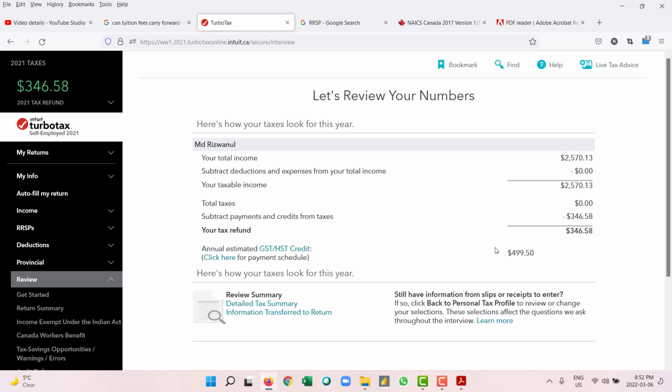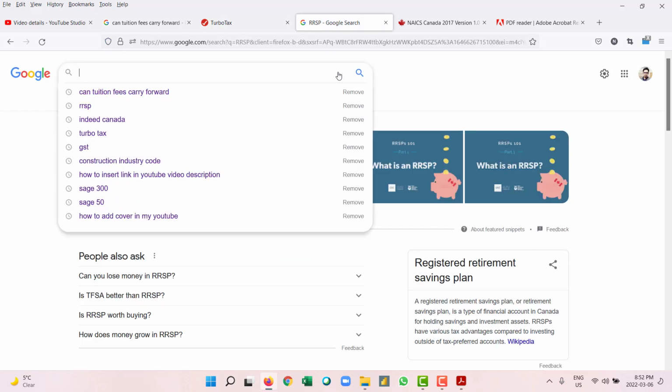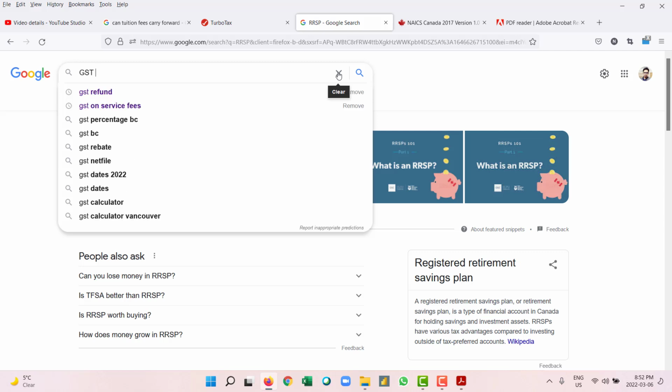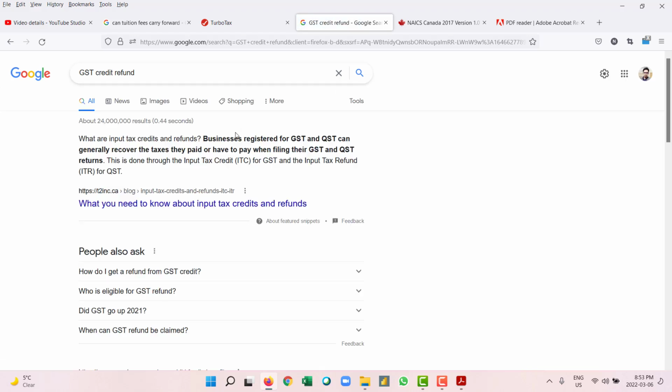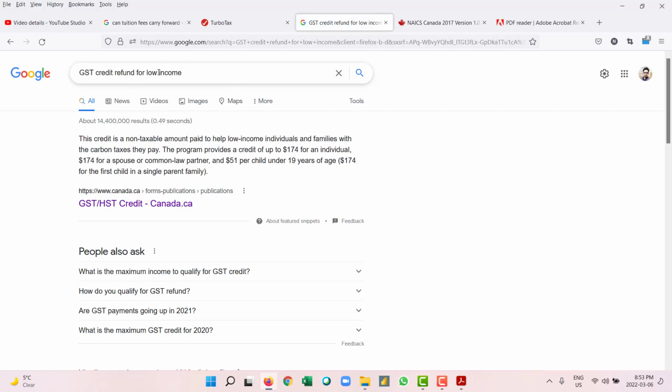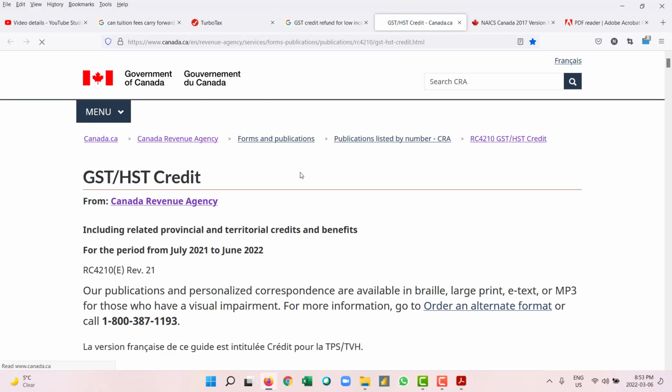So how can I get this $499 amount? GST credit refund for low income. The credit is a non-refundable, non-taxable amount paid to low-income individuals and families to offset the carbon tax paid. $70 for an individual, $174 for a spouse. Okay, what can I do to get some money?